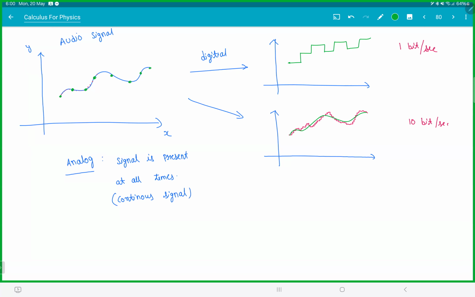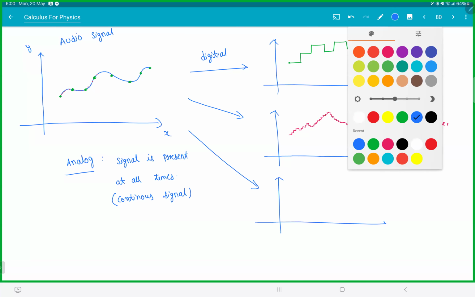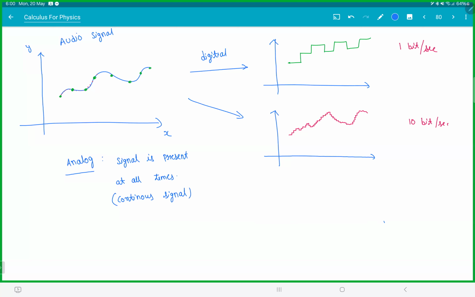The voice won't be clear. Maybe you will hear something like hi, because there is some signal there. Now, when you say 128 bits per second, you'll actually get almost a curve. So that is what you mean by digital signals.